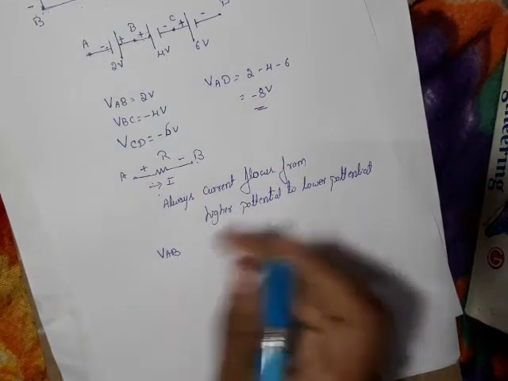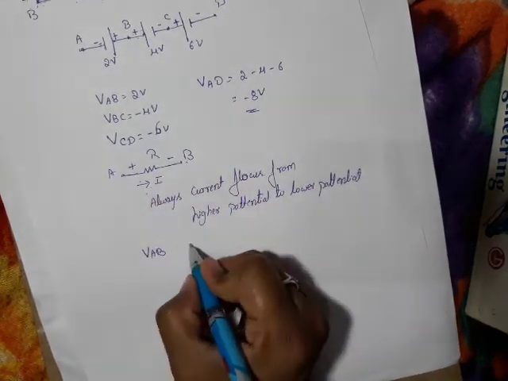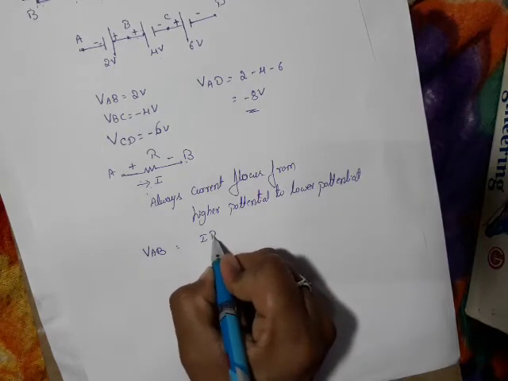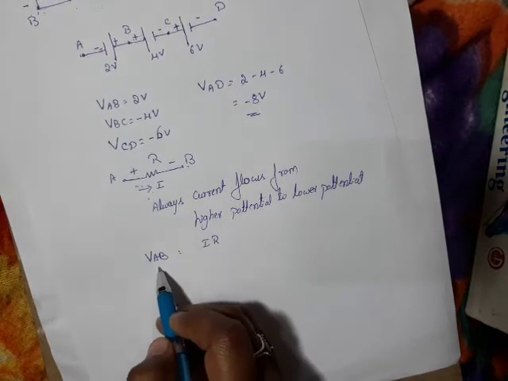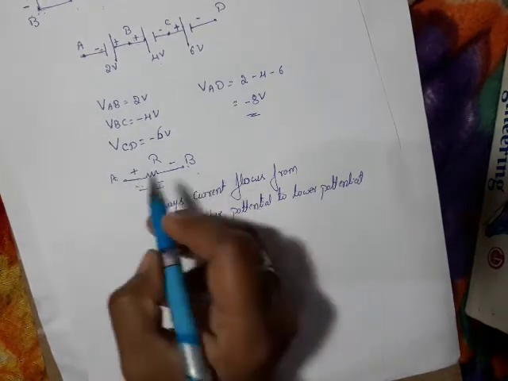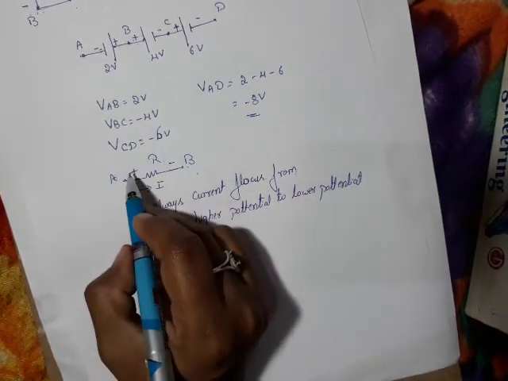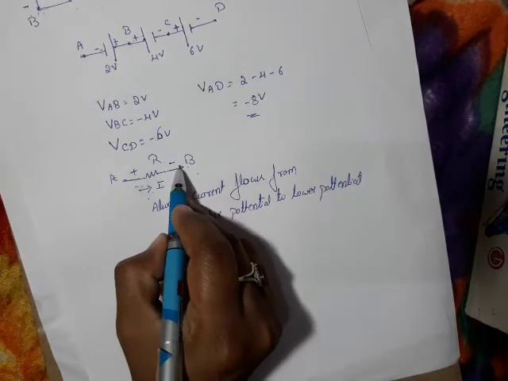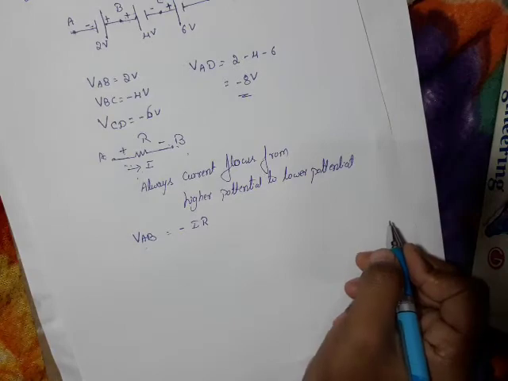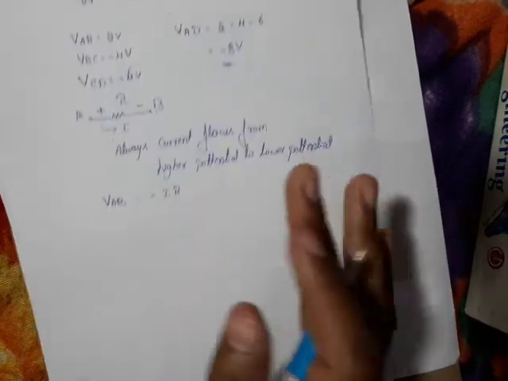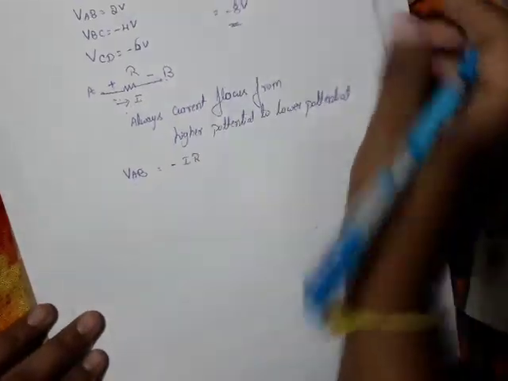So what is the voltage drop now? The drop is I into R. The current is flowing from this terminal to this terminal. We are talking about AB, from A to B. A to B we are dropping, from positive potential to negative potential, so we need to take it as minus IR. With this example, I'll write a circuit and I'll explain.